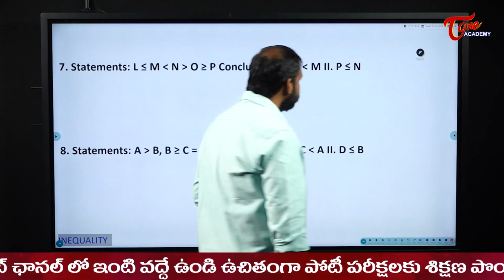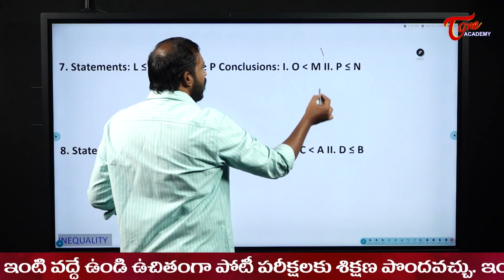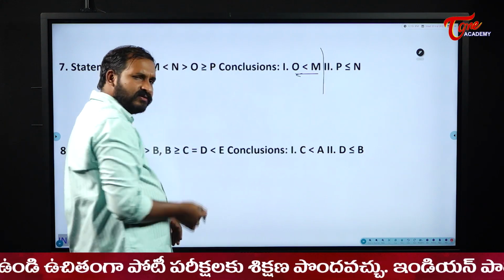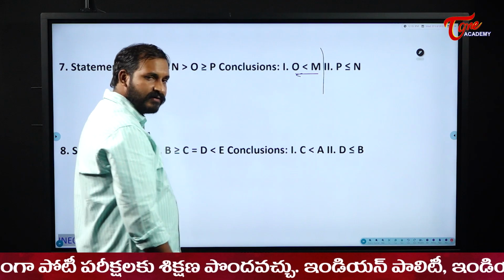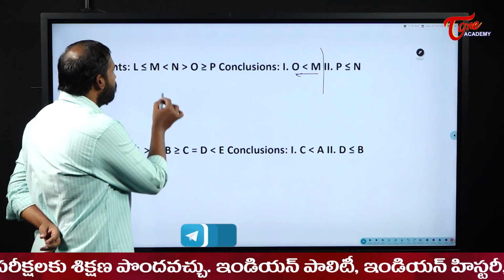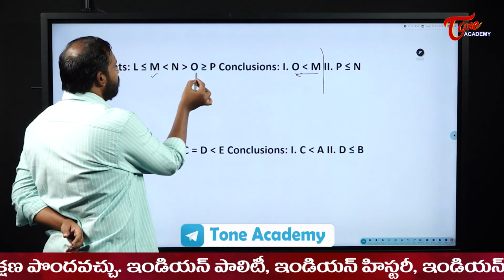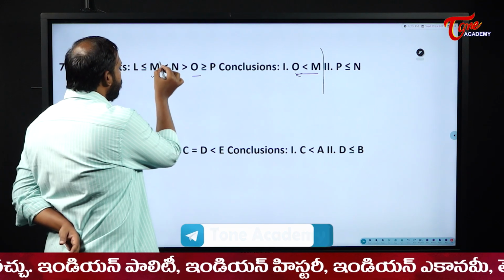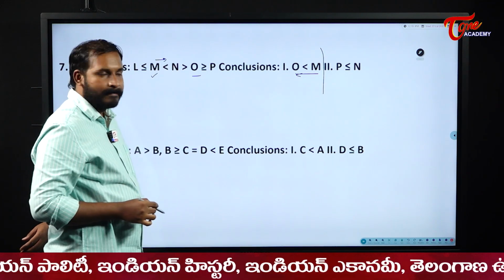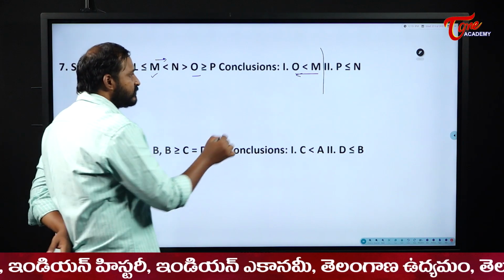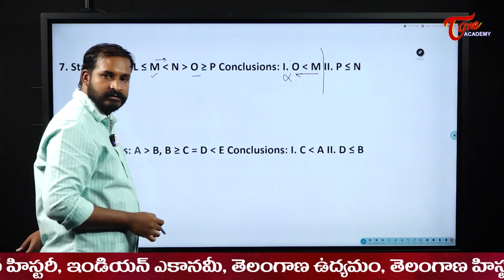Next one, see here, I should travel from M to O. No need to read this question, it is a waste of time. I should travel from M to O. Where do I have M? Here. Where do I have O? Here. Is it possible for me to go from M to N? No. Closed gate. So this one is gone by default.